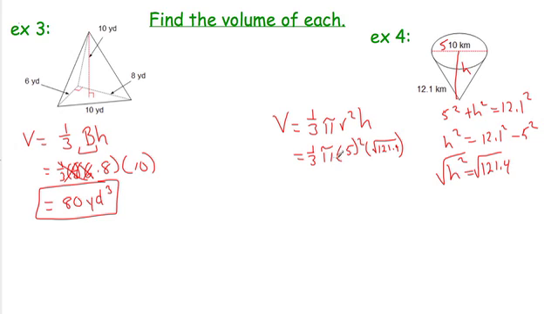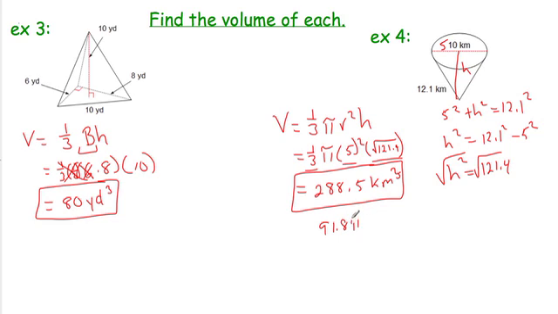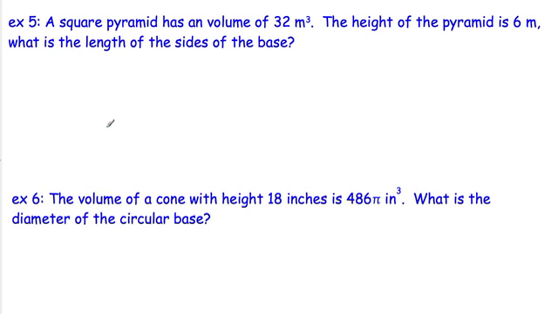1/3 times the pi button times 5 squared times the square root of 121, alright, should give you 288.5 kilometers cubed. Likewise, if you wanted to keep the pi, you just multiply 1/3 times 5 squared times that, and you would have gotten about 91.8 pi. All depends on what the directions are asking.